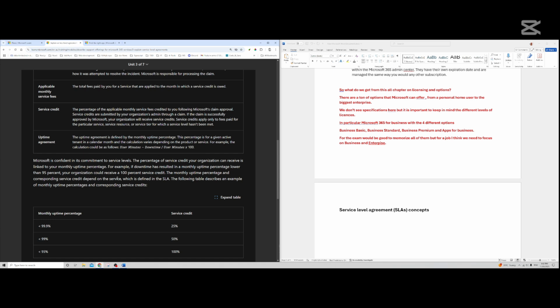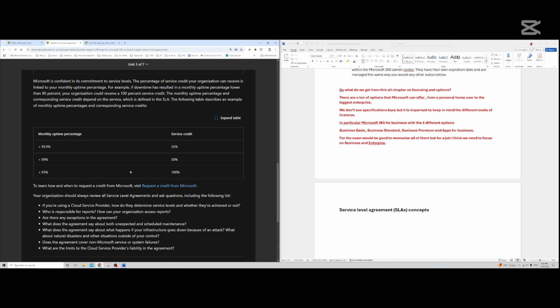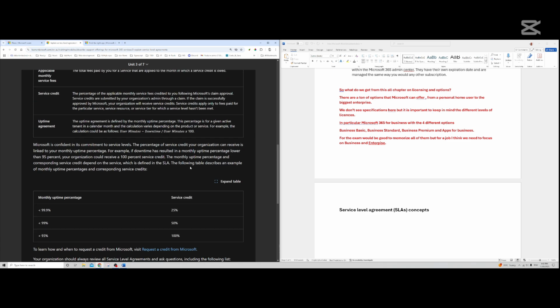So if you have a monthly uptime of less than 99.99%, you get 25% credit. Less than 99, 50%. It's quite serious, because when you have a big business, a big enterprise, and they use Microsoft or whatever cloud provider, all of them have this SLA, service level agreement.